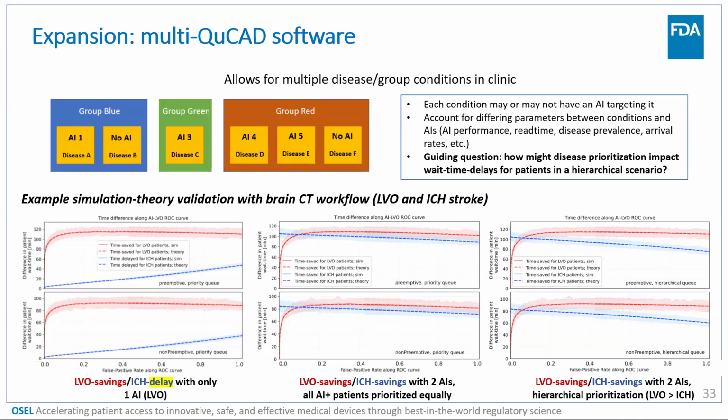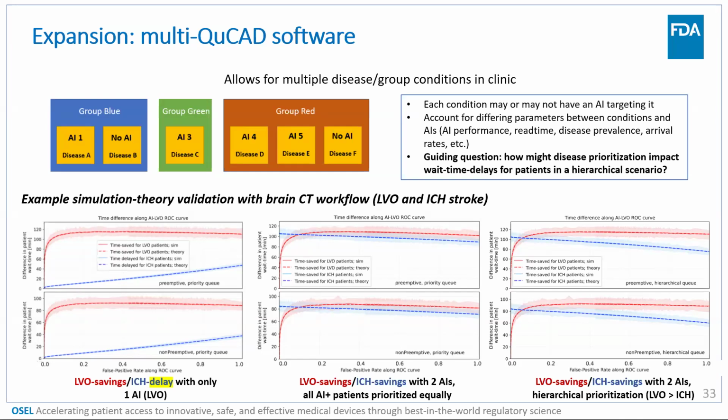And so in this case, you can plot the wait time savings for true disease LVO patients in the red line. And then the blue line are wait time delays for the ICH patients in this scenario. If you have 2 AIs, one looking for LVO and one looking for ICH, both patients are going to experience time savings. But if LVO is prioritized over ICH, as in this scenario, the time savings for LVO patients are going to be much larger, not much, but a bit larger than those for ICH.